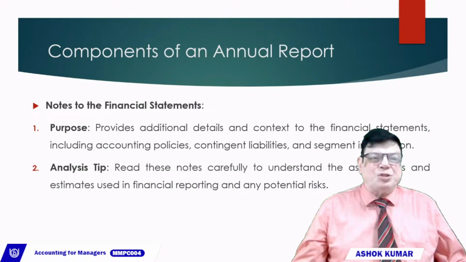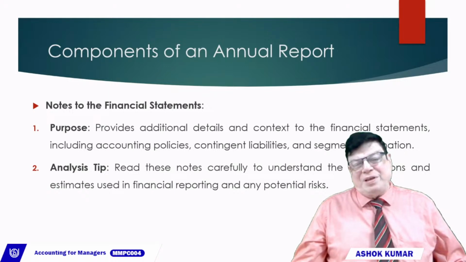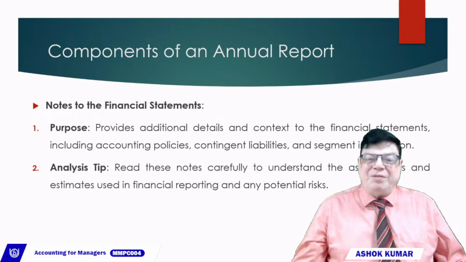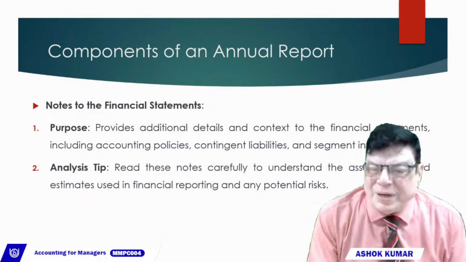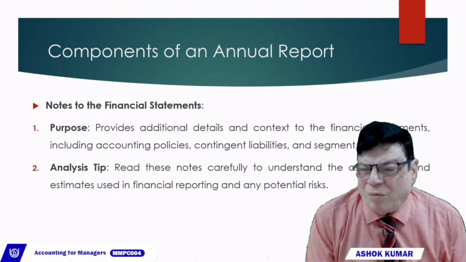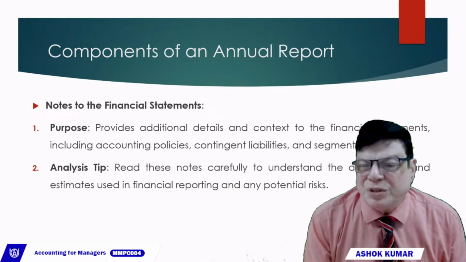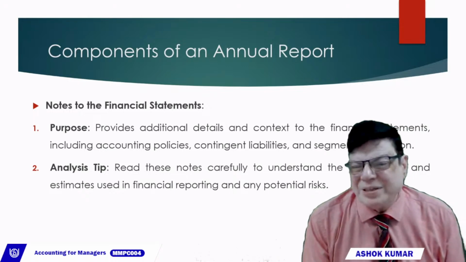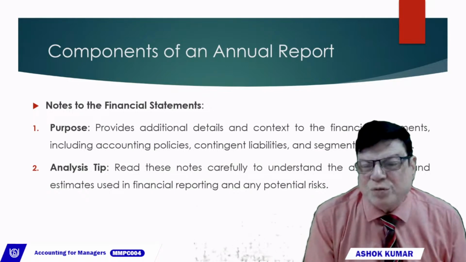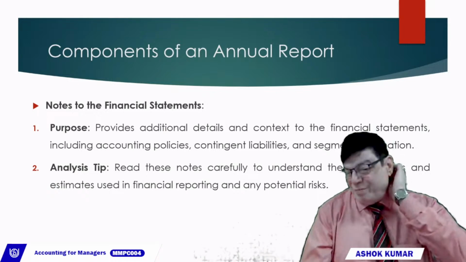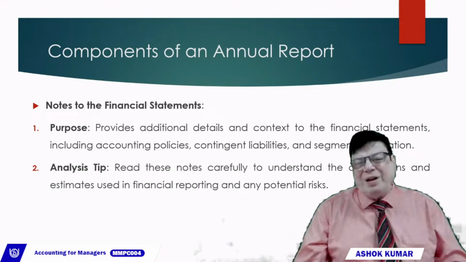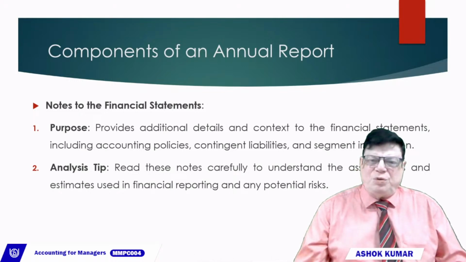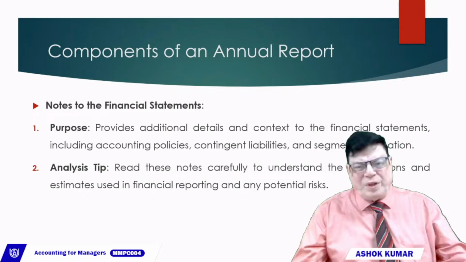Because in many cases, the bank is holding security; the property title deeds are with the bank. So the bank will keep on following up with the customer who did not pay, and the bank will recover the money. The bank will recover the overdue EMIs. Now read these notes carefully. In them they will mention how much is the NPA of the bank, how much is standard assets, how much is doubtful assets, how much is substandard assets, how much is loss assets. Normally the bank writes off the loss assets. Every year the bank writes off, just to clean the balance sheet, these unrecoverable loans. So read these notes carefully to understand the assumptions and estimates used in financial reporting and any potential risk.